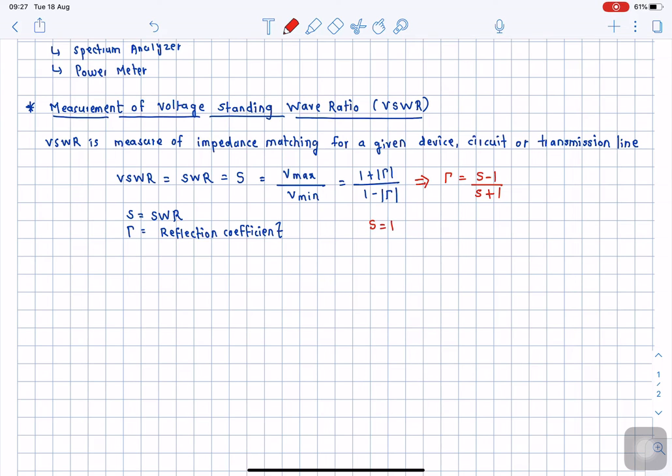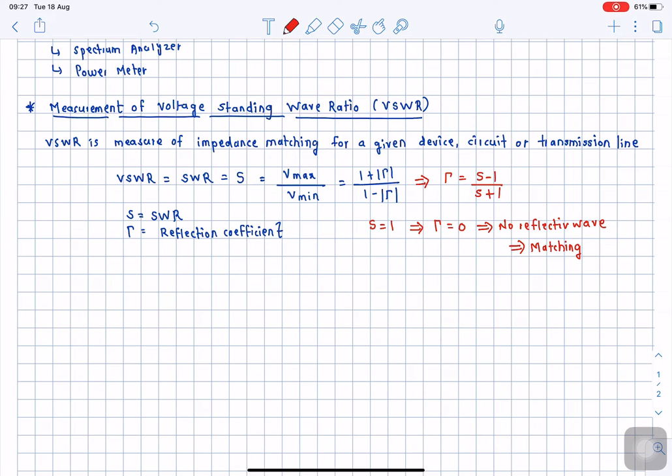From this we can establish a relationship. When the standing wave ratio becomes 1, the reflection coefficient becomes 0. When the reflection becomes 0, that indicates no reflected wave, and hence matching is achieved. Matching means impedance matching is achieved.